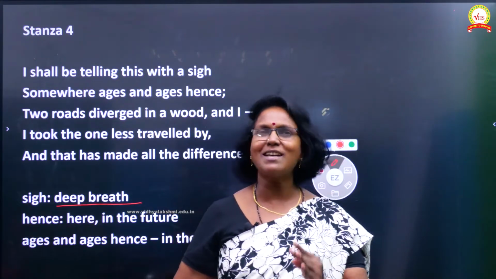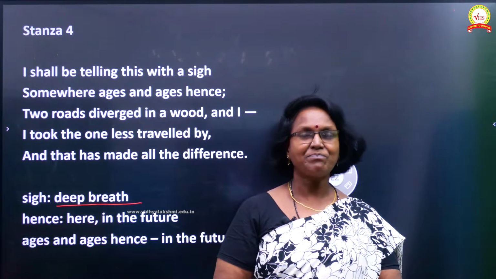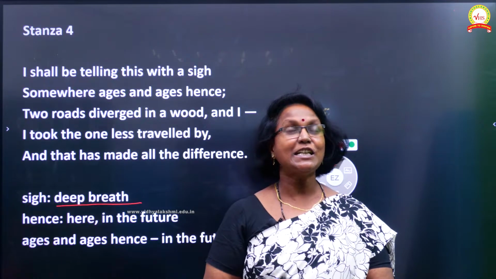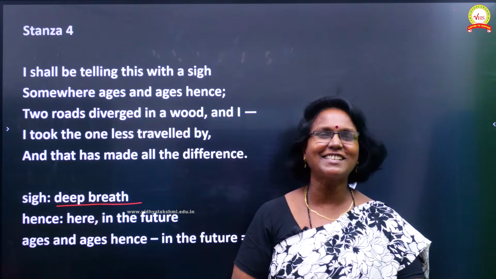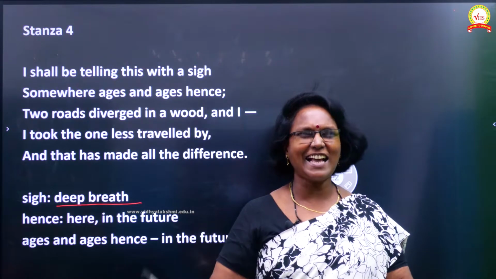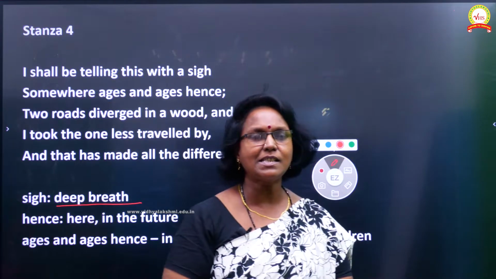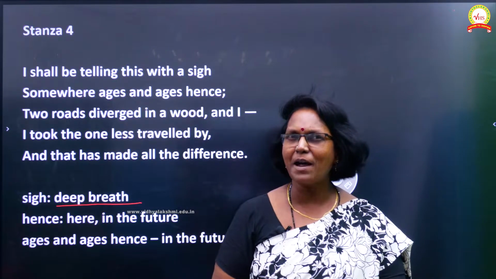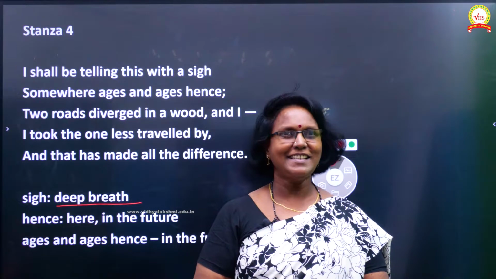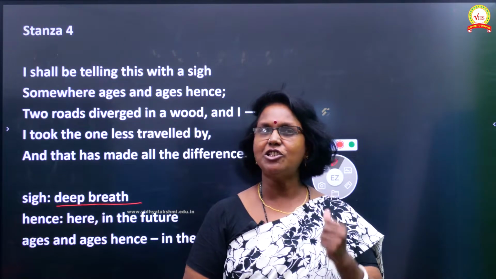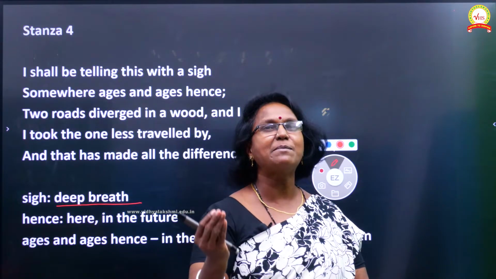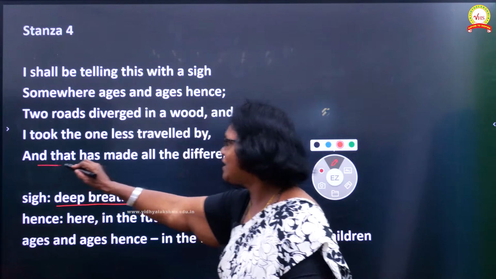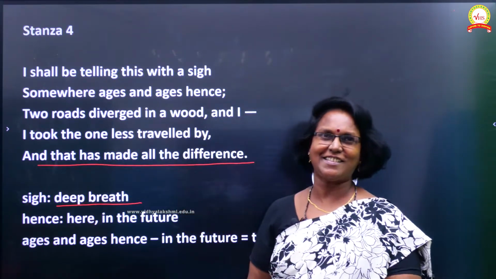Now we know who this I is. It's Robert Frost, isn't it? And what's the career that he had chosen? To become a writer. So is he successful or unsuccessful? Obviously successful. Had he been unsuccessful, today we would not have been reading any kind of a poem written by him, isn't it? He had taken a challenging one and he had become successful. And then he's telling, and that has made all the difference.